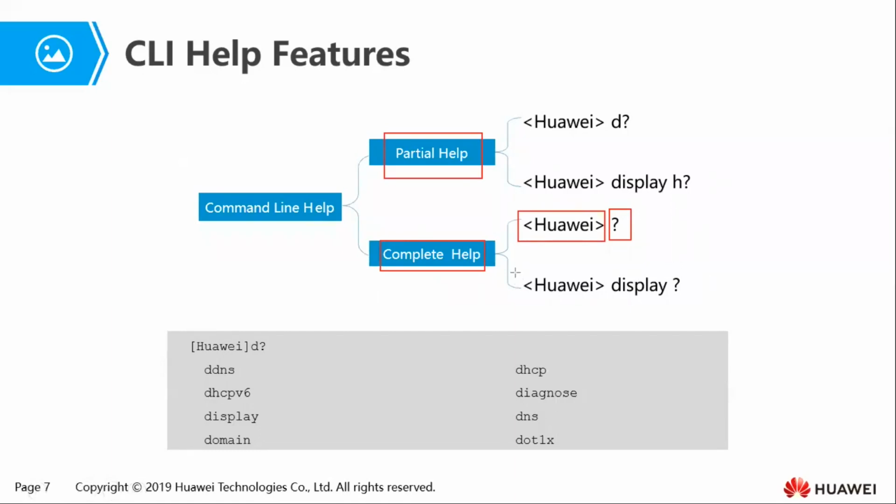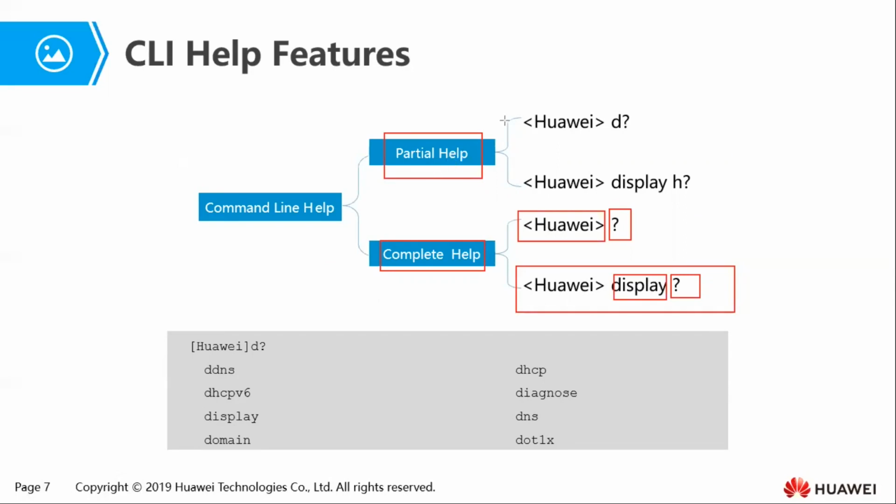The other form of complete help is this one. You remember the first part of the command, for example, display, but you don't remember the next part. So you can simply put a space, so display space, then question mark. So it will be able to bring you all the commands that are possible under the display command on that particular view.